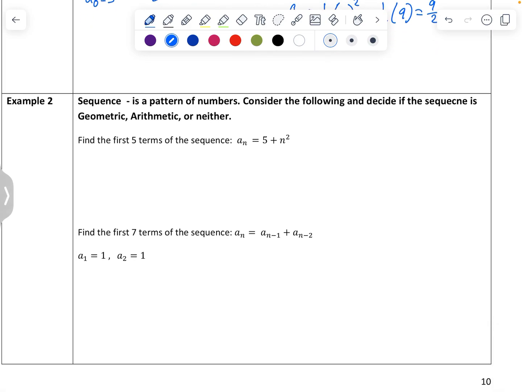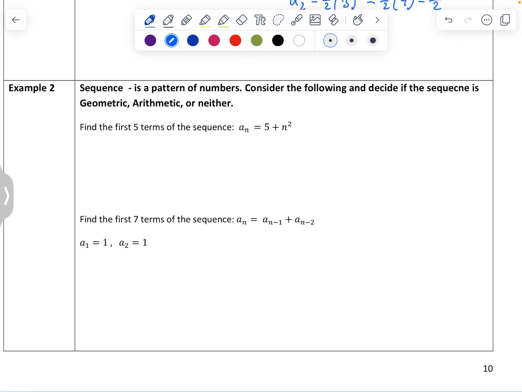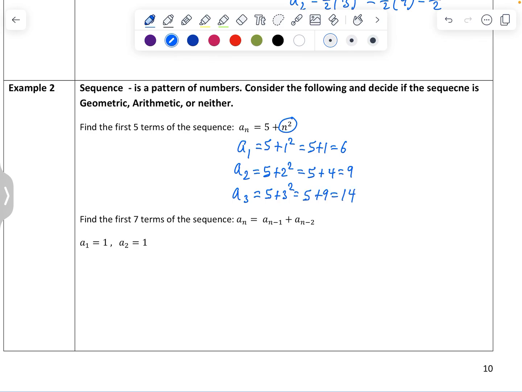So here's the next thing. It says, sequence is a pattern of numbers. Consider the following and decide if the sequence is geometric, arithmetic, or neither. In this case, notice here, it's 5 plus n squared. We haven't really seen one like this. So we're going to find the first 5 terms. This would be 5 plus 1 squared, which is 5 plus 1, which is 6. If I do a sub 2, I would have 5 plus 2 squared, which is 5 plus 4, which is 9. Then I could do a sub 3, which is 5 plus 3 squared. 5 plus 9 is 14.